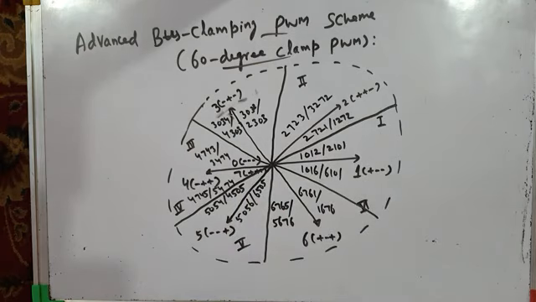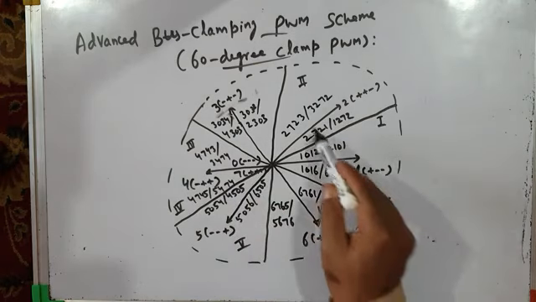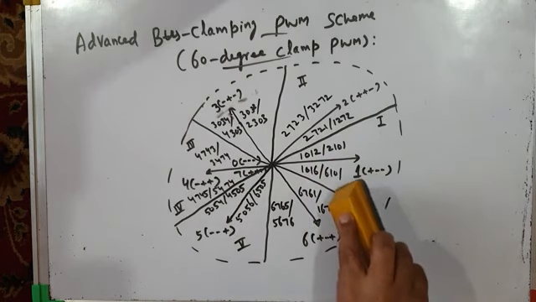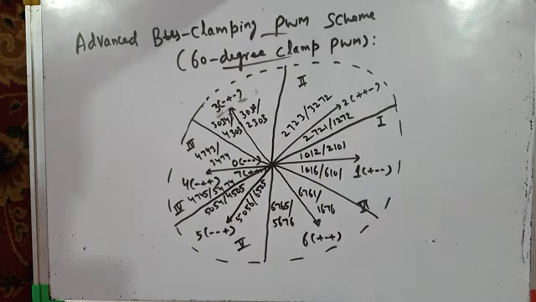Okay, so this double switching clamping sequence, or advanced bus clamping sequence, will result in clamping of a particular phase leg to the positive DC bus for 60 degrees, then the negative DC bus for another 60 degrees, like that. So this is the advanced bus clamping switching sequence.